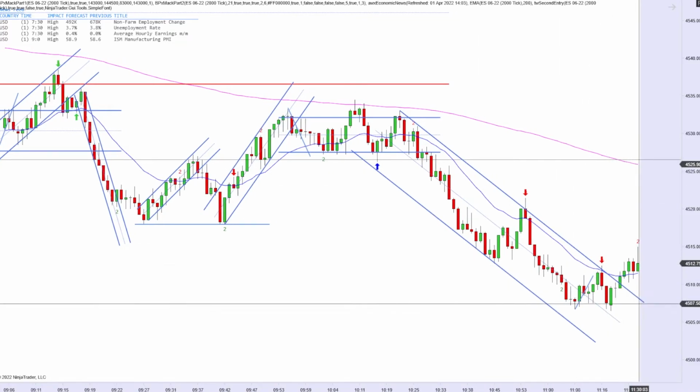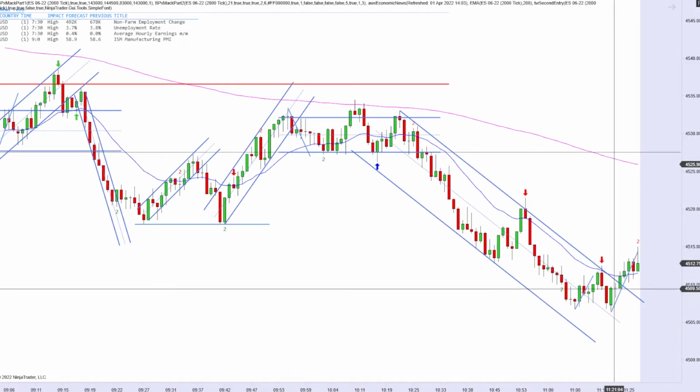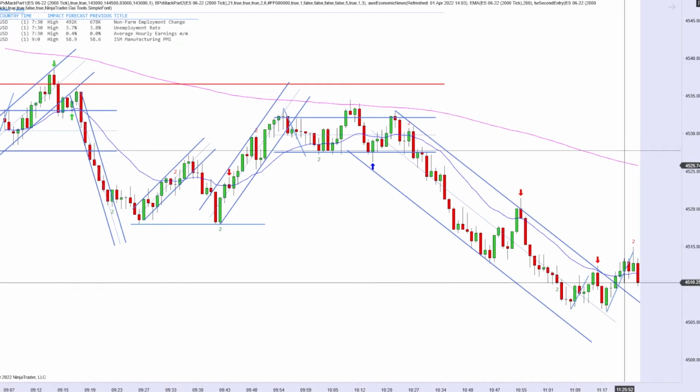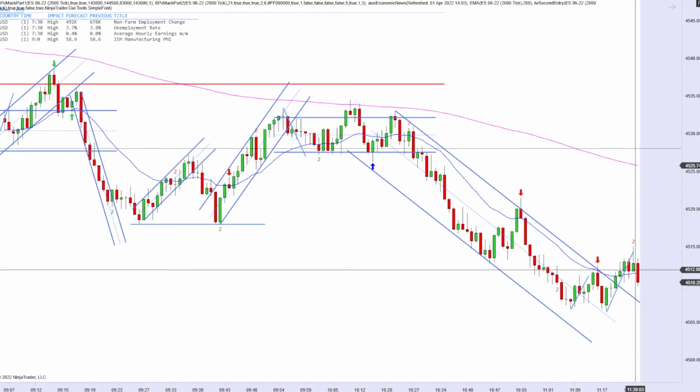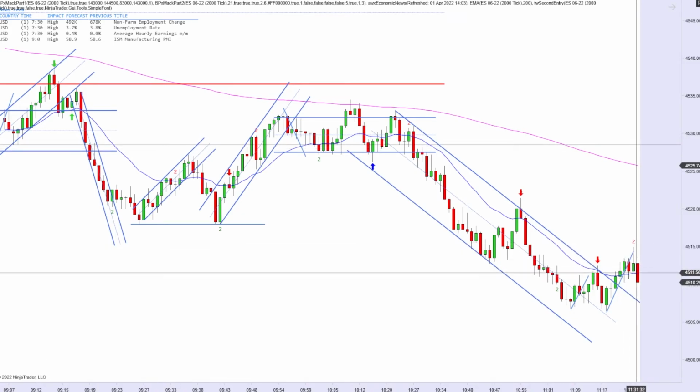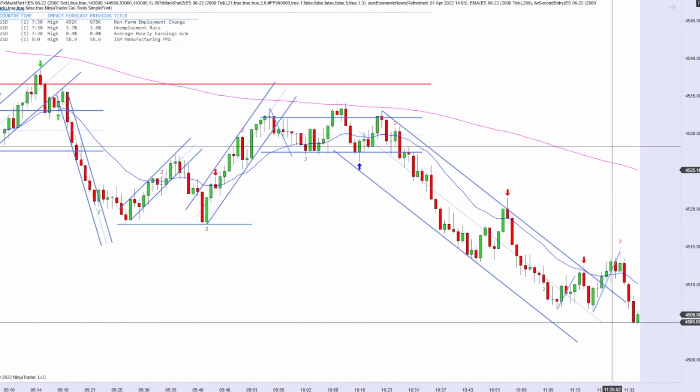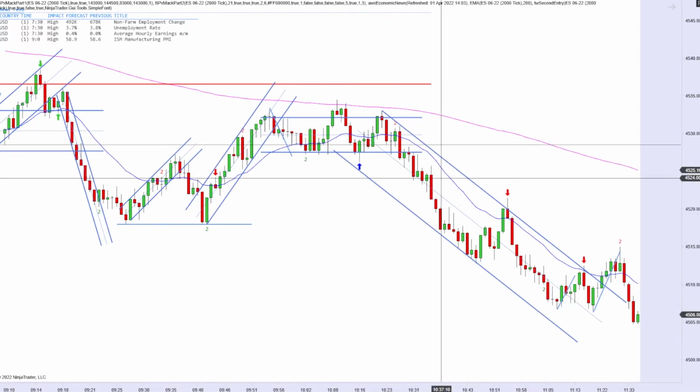So now we have a break of this channel with the short-term trend moving up. New low, first entry short, second entry short, but you're not looking to go short below this bullish bar. Prices continue down low and make a new low. So this downtrend has played out.